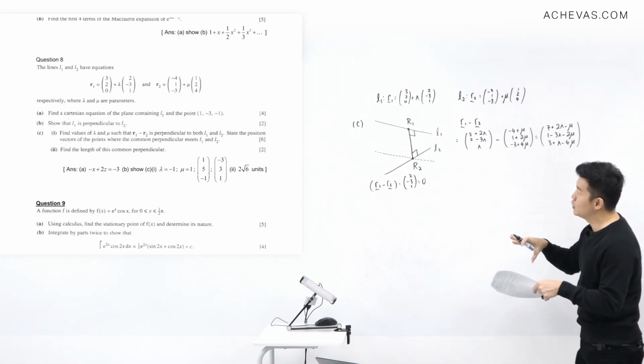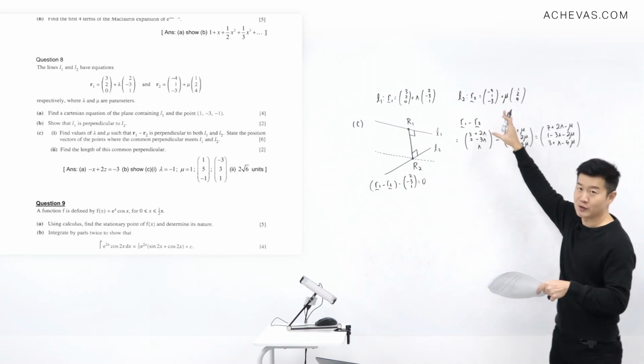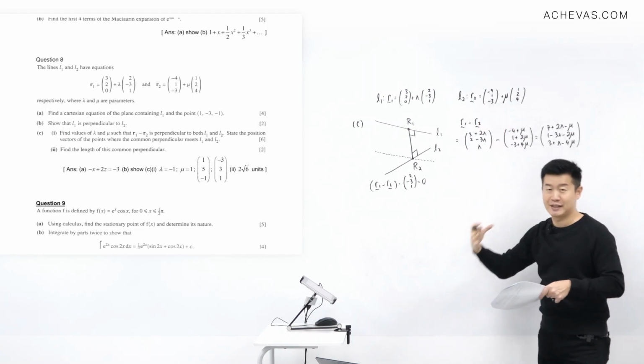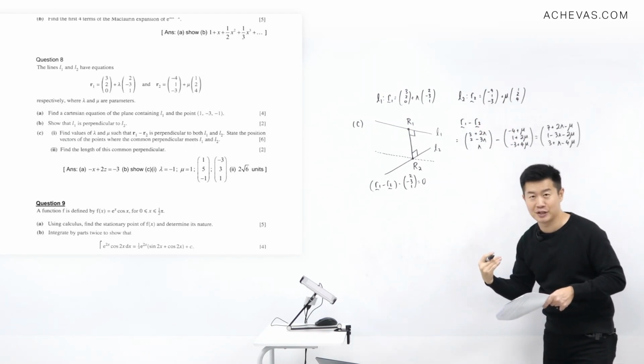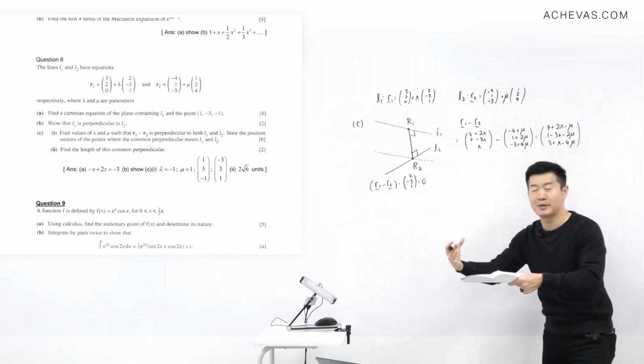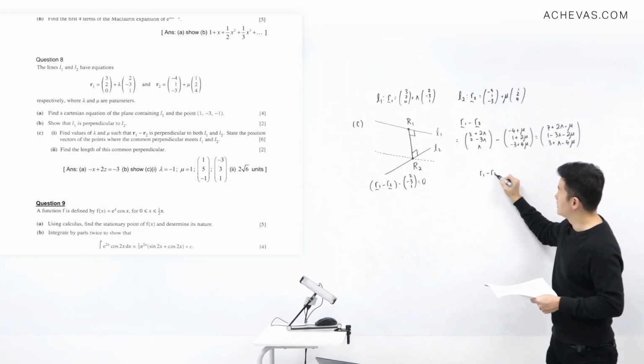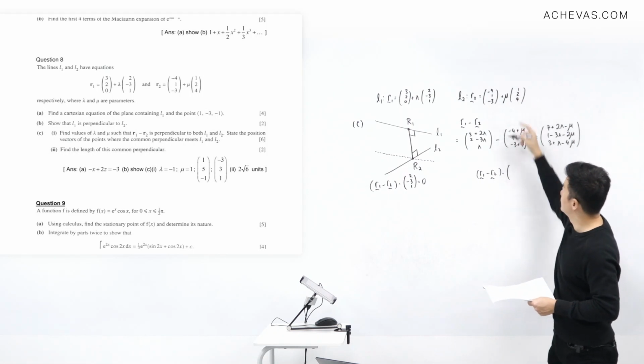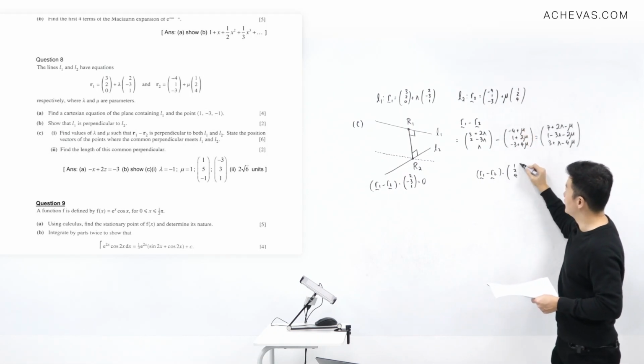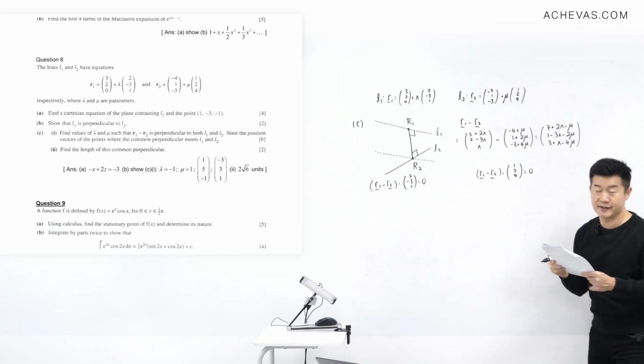Another way that I'm going to be continuing is the fact that R1 minus R2 is also going to be perpendicular to L2. This is what is mentioned to me by the question. So this is another micro step that I'm going to be taking. So the other one will be this. I'm going to write it down here. R1 minus R2. Okay, these are vectors. This dot (1, 2, 4) should also be equal to 0.